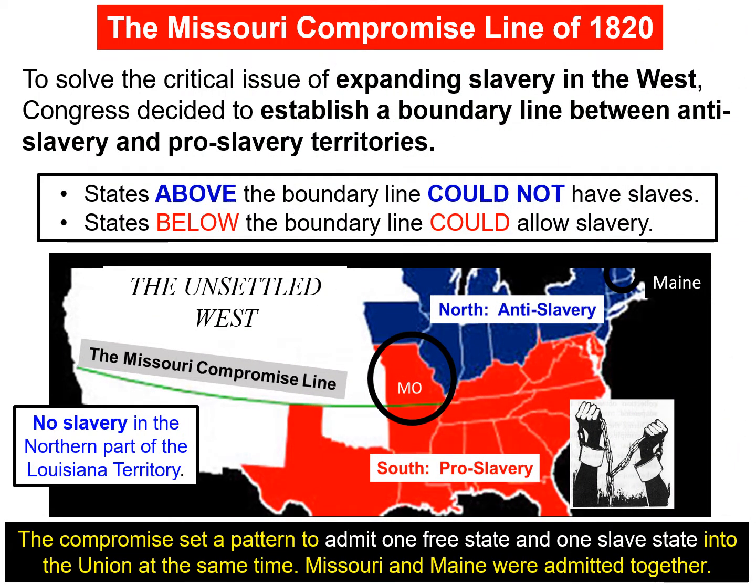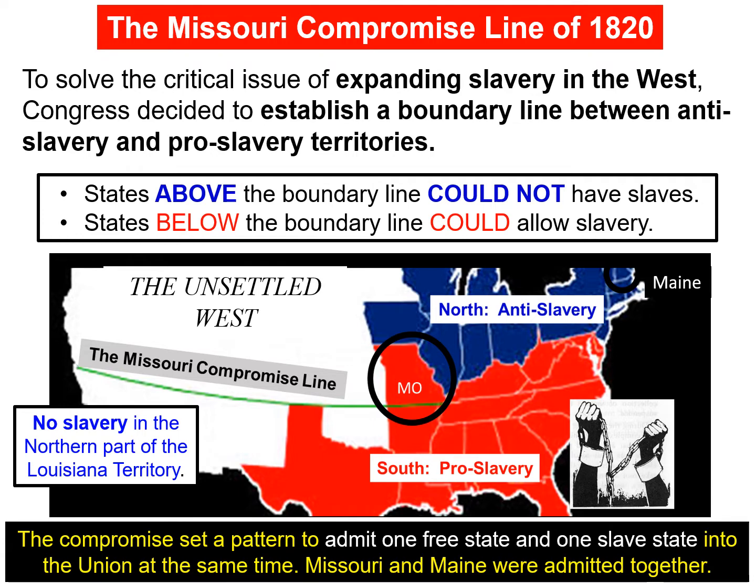The Missouri Compromise line of 1820. The government cannot have the North and the South arguing back and forth about slavery in the West. The government's job is to help solve problems. So to solve the problem between the North and the South and expanding slavery in the West, the government came up with an agreement. It was called the Missouri Compromise of 1820.